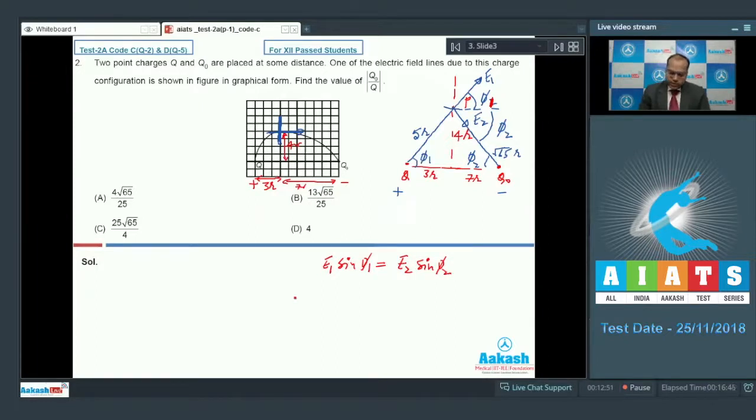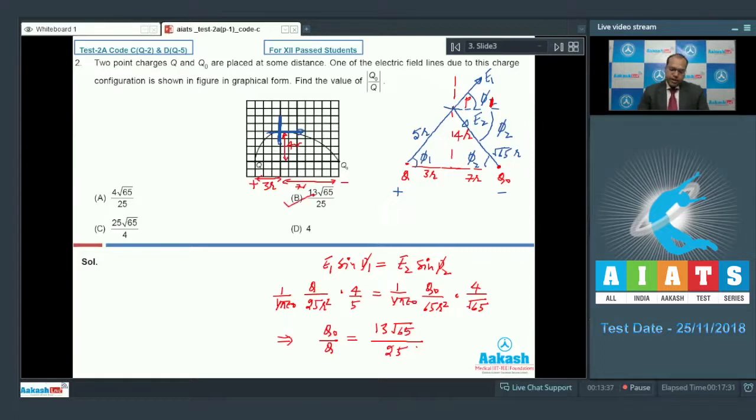So the value of E1 is 1 upon 4 pi epsilon naught Q divided by R square, that is 25 R square into sin phi 1. So the value of sin phi 1 is 4 by 5 from the geometry, that is equal to E2, 1 upon 4 pi epsilon naught Q naught divided by separation, that is 65 R square into sin phi 2, and the value of sin phi 2 is 4 divided by root 65. So on solving, the value of Q0 by Q comes out to be 13 under root 65 divided by 25. So option B is the correct answer.